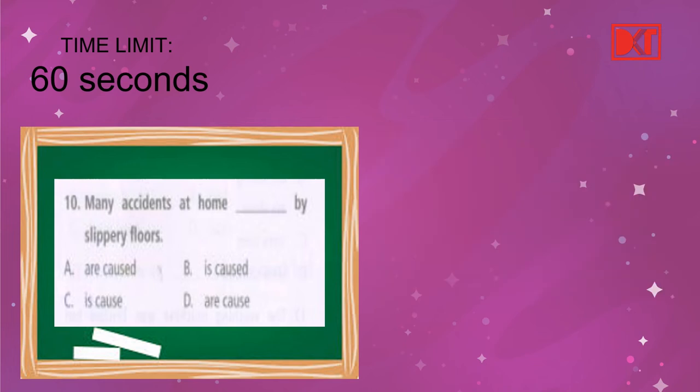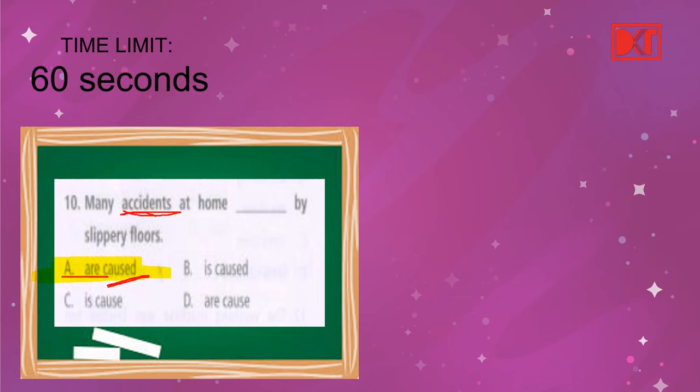Many accidents at home dash by slippery floors. A: are caused, B: is caused, C: is caused, D: are caused. Here the correct answer is: many accidents at home, A, are caused by slippery floors. Alright, now here are is used because many accidents, we talk about plural, and caused is the past participle.